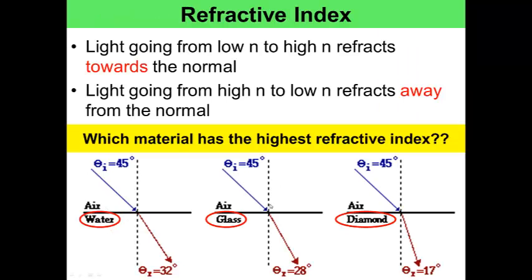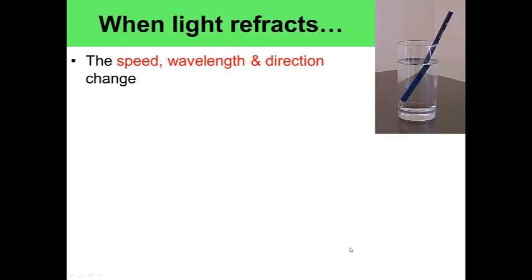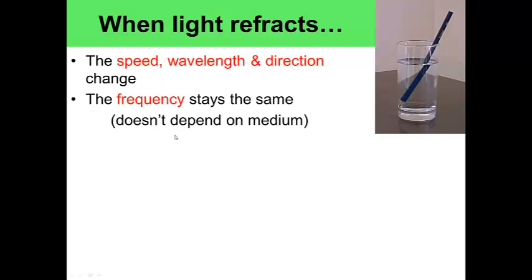So air is less than water, air is less than glass, and air is less than diamond. Diamond refracts it more, so it has a higher refractive index than the rest of them. When light refracts, the speed, wavelength, and direction of light waves change. The frequency stays the same. The frequency does not depend on the medium, but the speed, wavelength, and direction do depend on the medium.